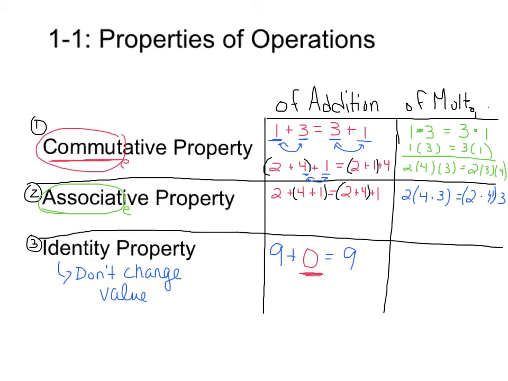When I look towards multiplication, 9 times what would equal 9? Well, in this case, 9 times 1 would equal 9. So the identity property of multiplication deals with multiplying by 1. Where is this used? One common application is mental math. It's meant to make things easier on us.